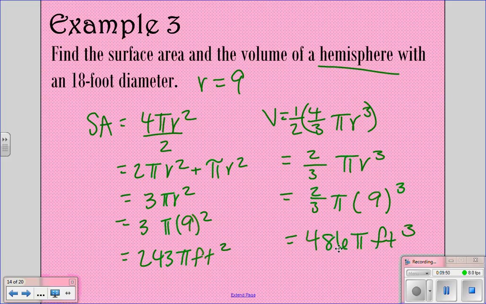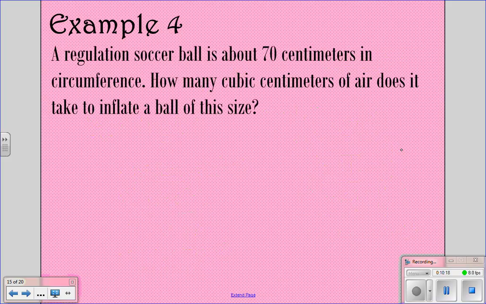And you are more than welcome to leave those in terms of pi. If you want to multiply them out, you can. It does not matter to me. If you want, you can write down this formula and this formula for hemispheres. If you want to memorize them, or if you want to just be familiar with them, you can. As you could see, though, it wasn't that difficult to figure out the volume and surface area formula for a hemisphere. Looking at the next example.